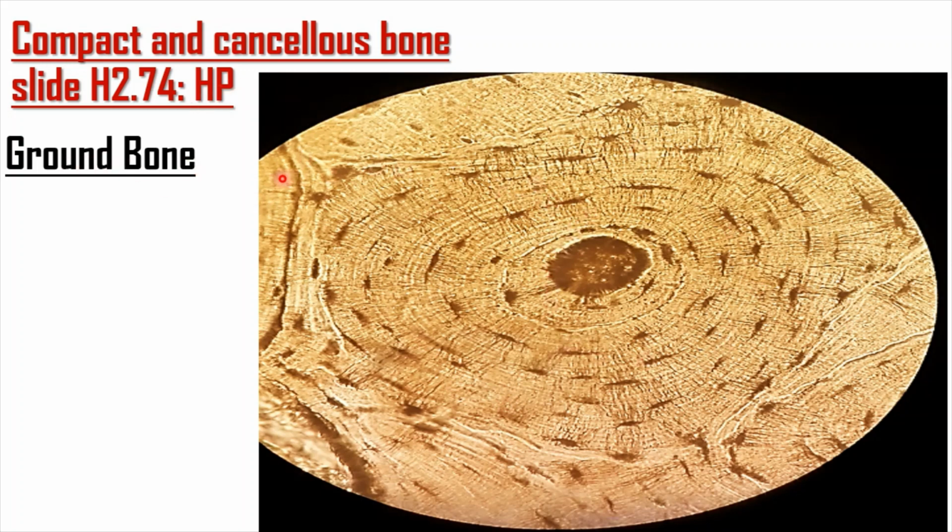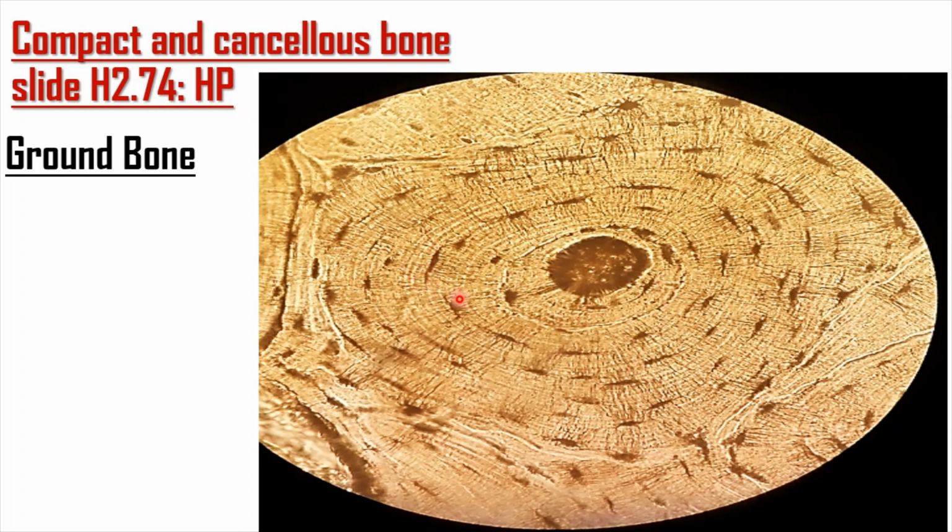So in ground bone, just come and draw the Haversian system. Label and show the central canal, the concentric lamellae, the lacunae, and the osteocytes.